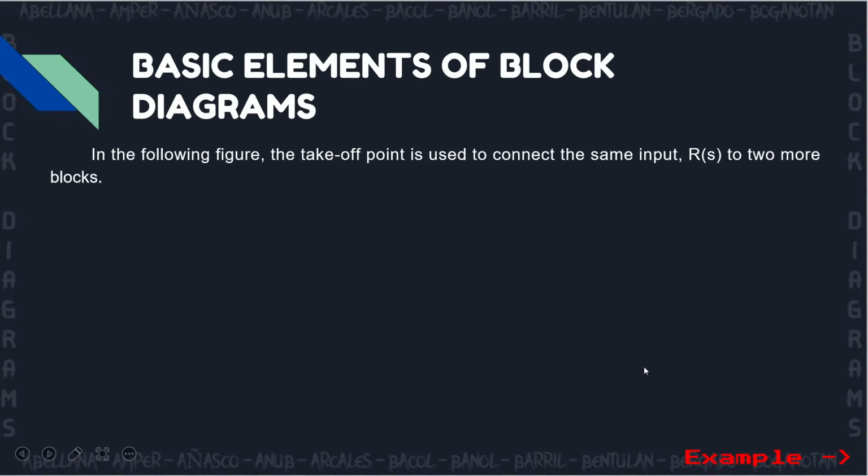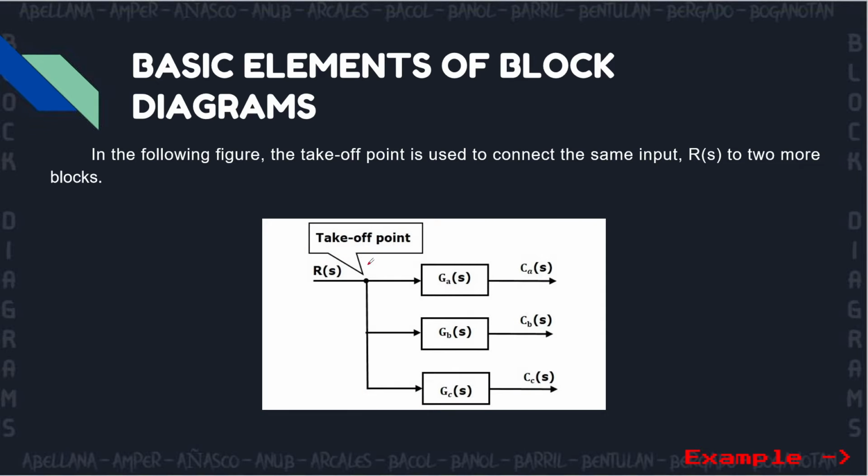In the following figure, the takeoff point is used to connect the same input, R of S, to two or more blocks. As you can see here, this is the signal for R of S. And since it has a takeoff point right here, this signal will also carry R of S. So this signal will still carry the signal R of S, and this will also be R of S.